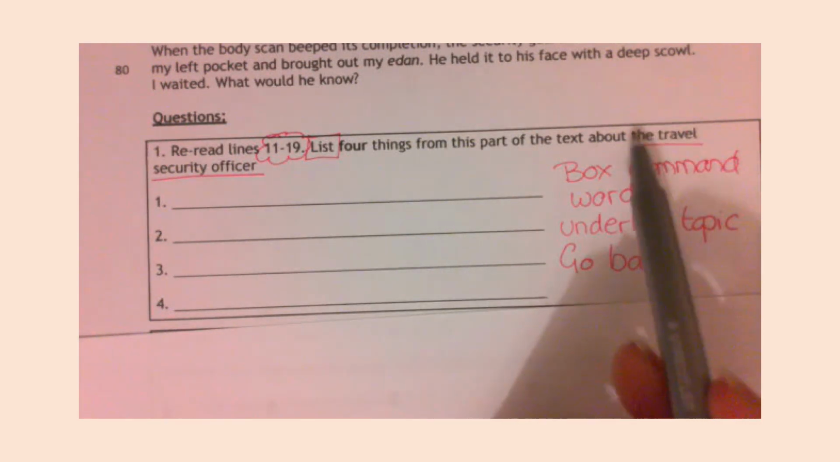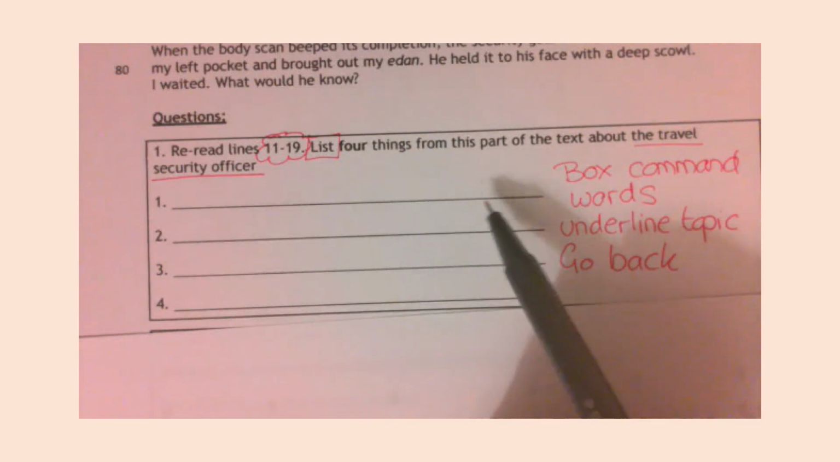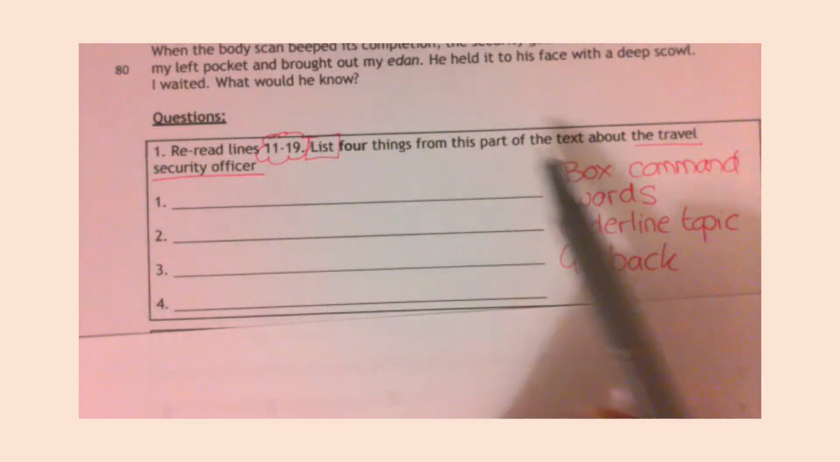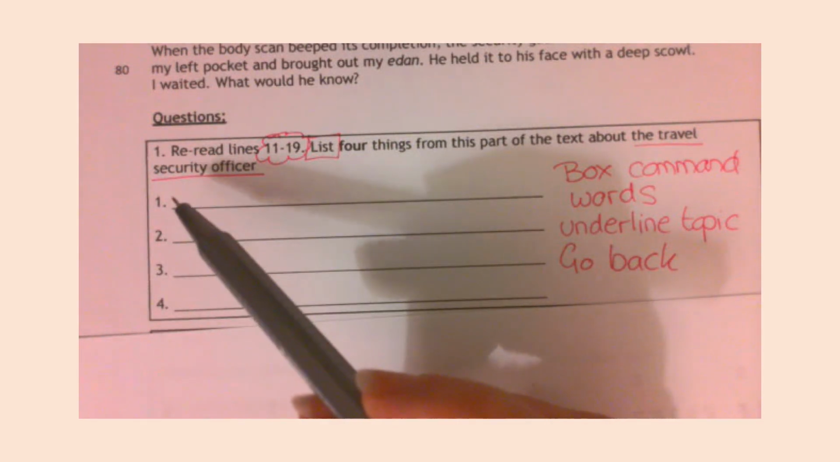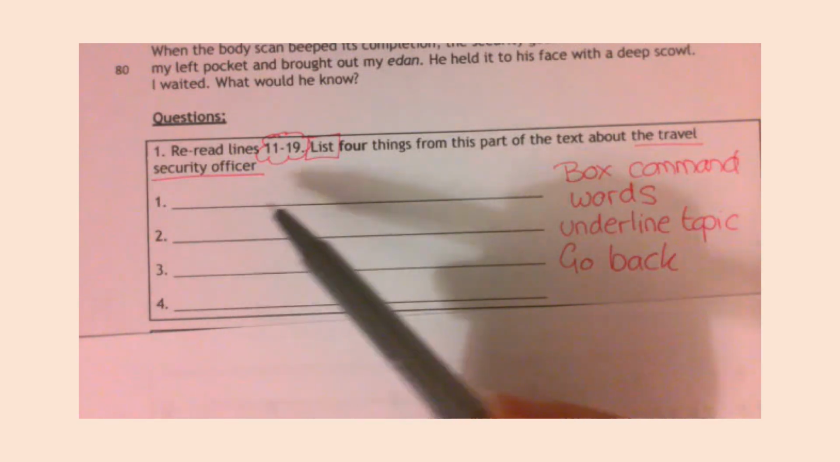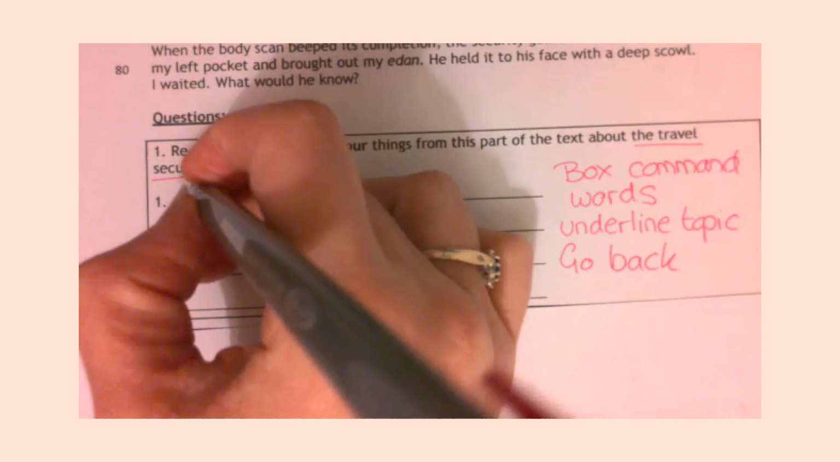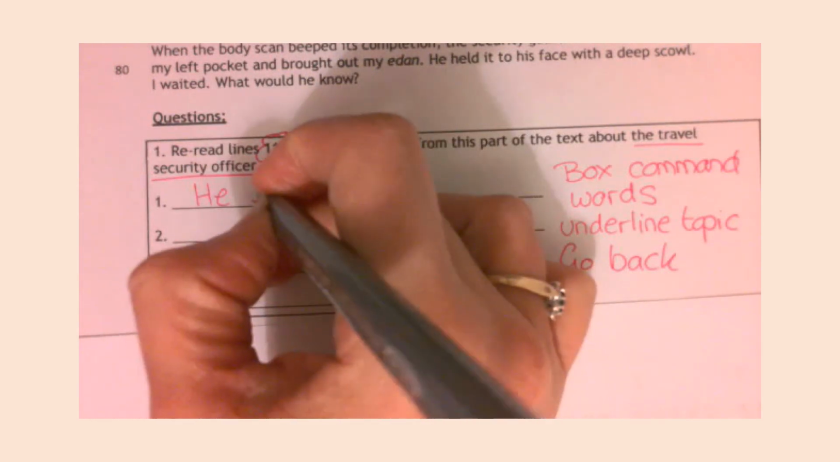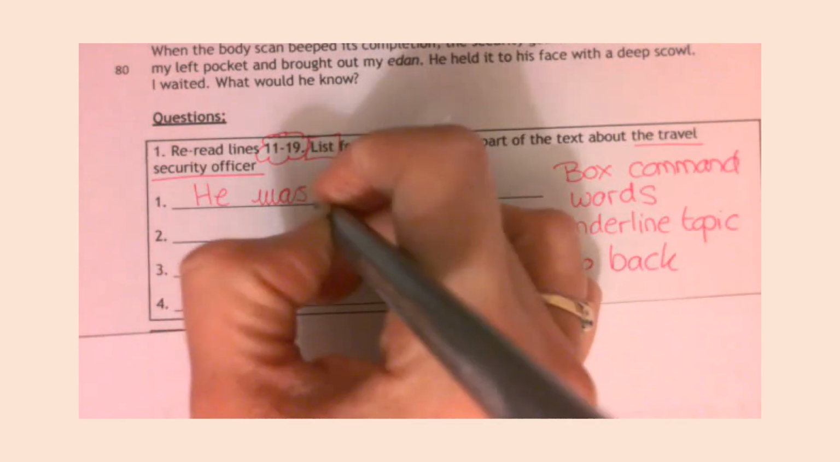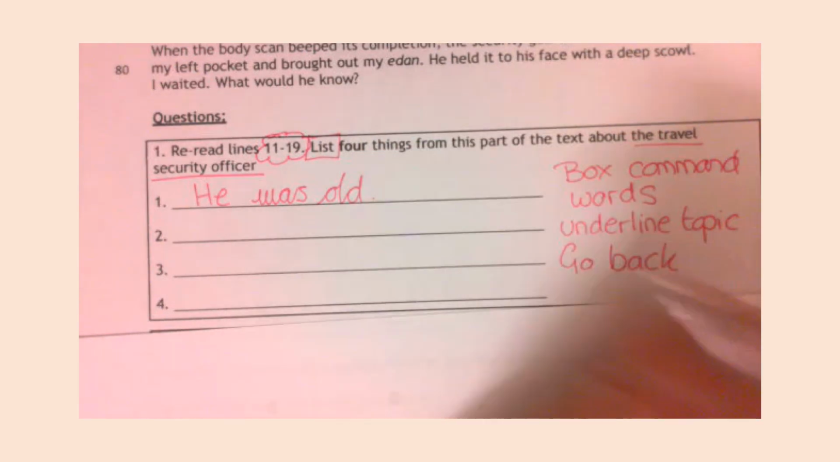So we might choose to use the travel security officer at the beginning of each line. We can just use he here because we've only got one character that we are talking about, and we know if we say he, we know who is going to be referred to. So I'm going to keep them nice and simple. We're not going to overthink this question. So for example, he was old. That's going to get us 1 mark.